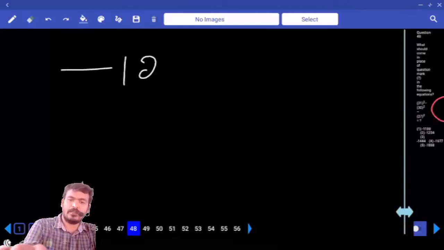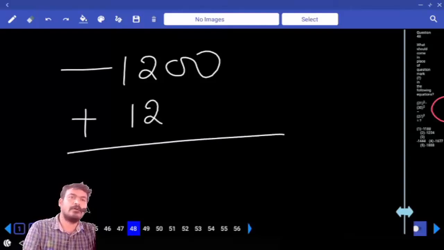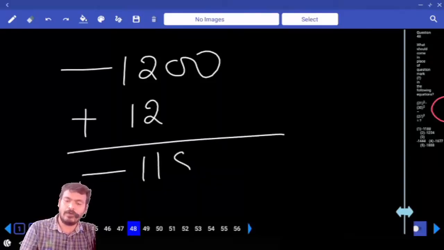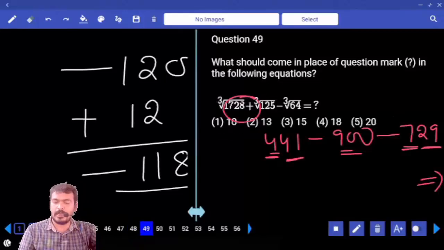Minus 1200 plus 12. What is the remaining value? Minus 1188, or not? Clear? Next question number 49.